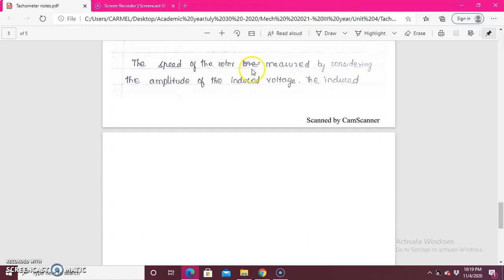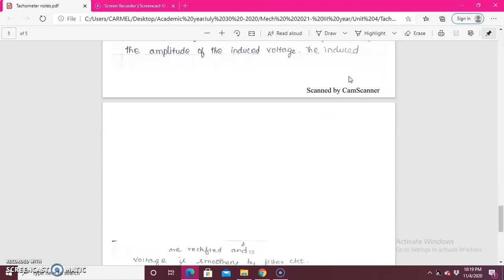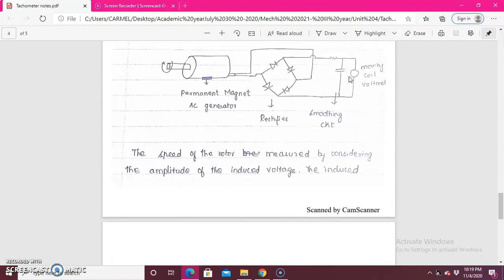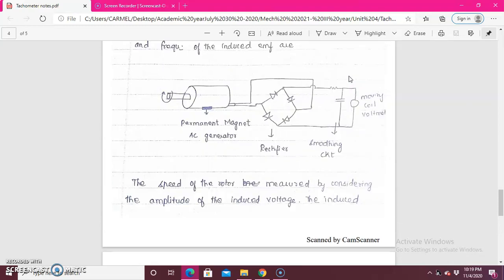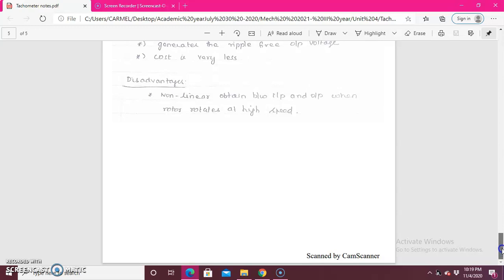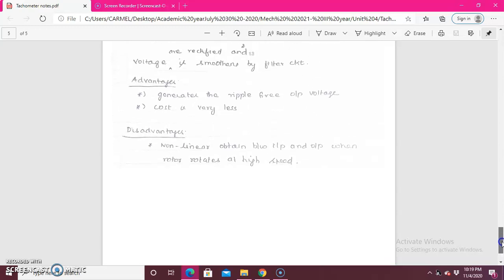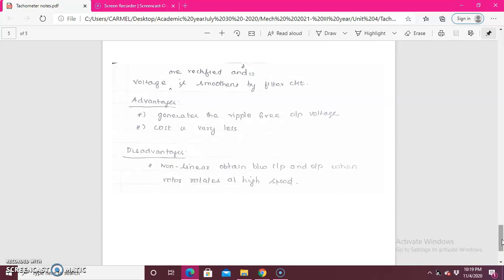So here also the speed of the rotor is measured by considering the amplitude of the induced voltage. Whatever induced EMF is present in this generator is rectified using the rectifier. Then it is smoothened by the filter circuit. Smoothened in the sense that whatever noise was present inside will be reduced due to using this filter.